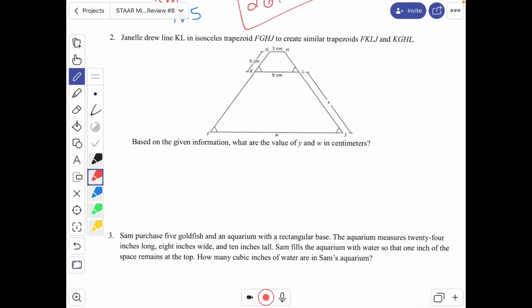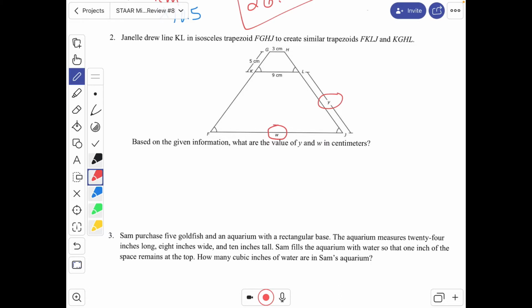Number 2. Janelle drew line KL in an isosceles trapezoid FGHJ to create similar trapezoids FKLJ and KGHL. Based on the information, what are the values of Y and W in centimeters? Well, Y is here and W is there.